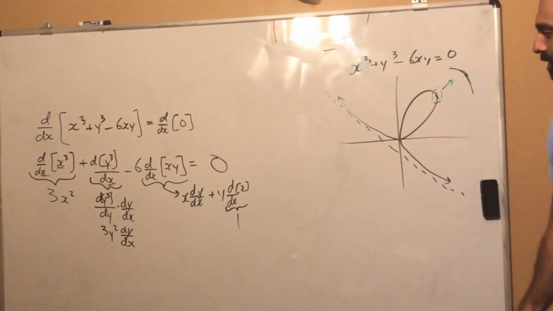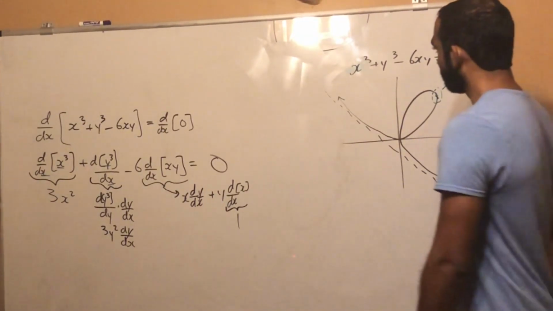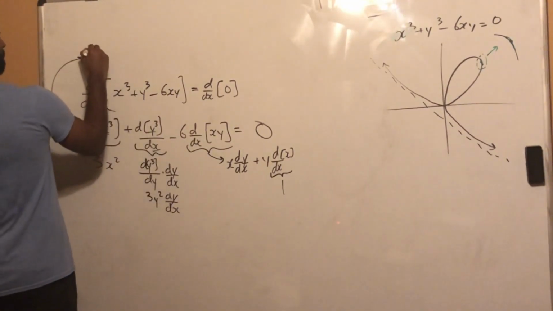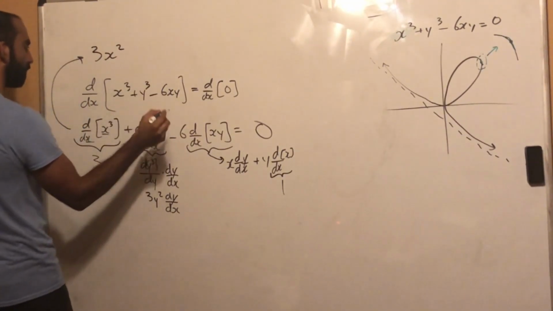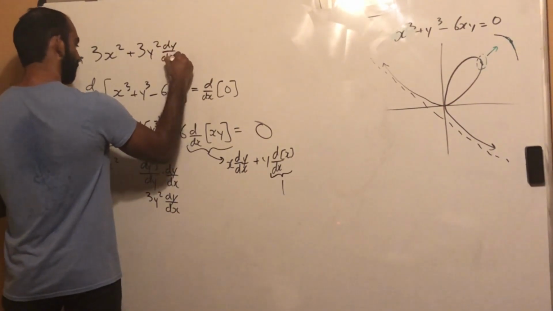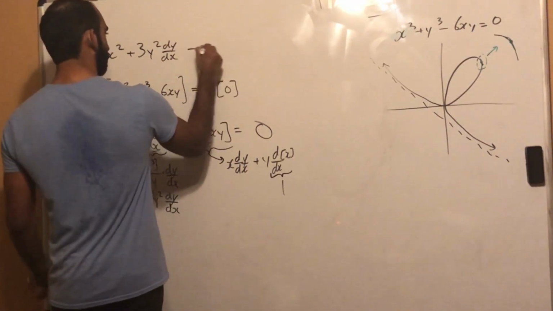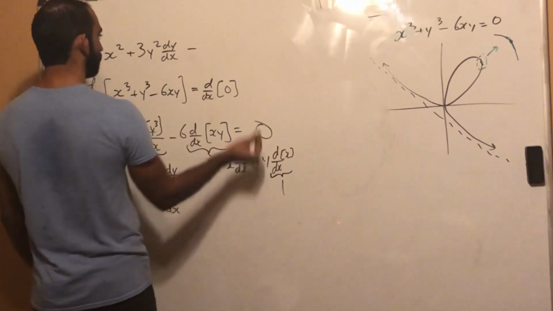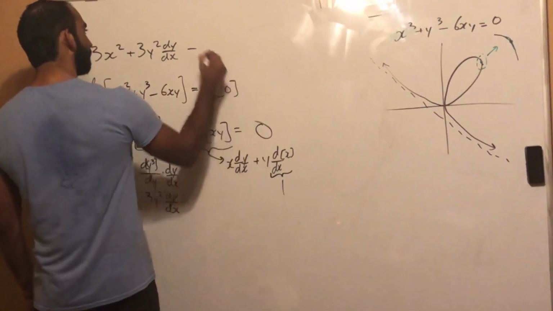Just 1. So, throwing all this together now in one line, I have 3x squared, plus 3y squared dy/dx, minus, I got that 6 hanging out front, so I can distribute it now. Minus 6 times x dy/dx.